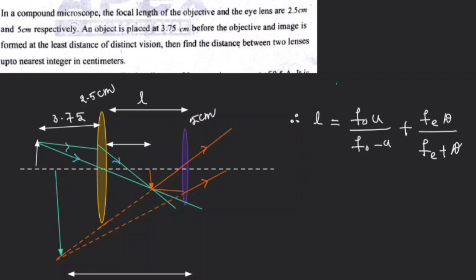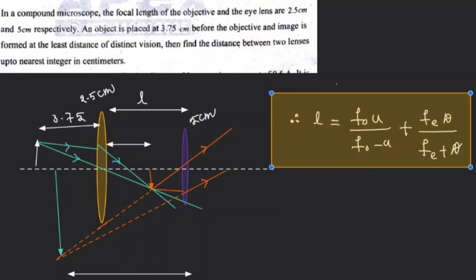What about derivation ante, when we have free time, let's talk about optical instruments again, right? Malli optical instruments gurinchi maatladam if you have free time. So meanwhile, just keep this formula in mind. L is equal to f0 u by f0 minus u plus fe into D by fe plus D. So substitute these values, you will get the answer. Clear?